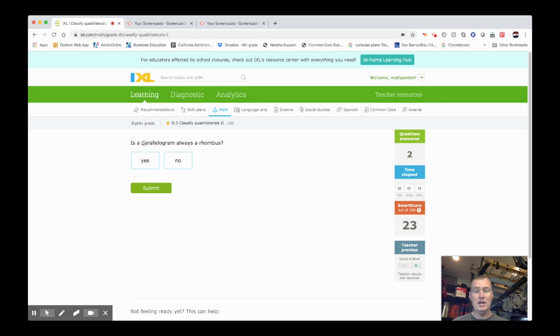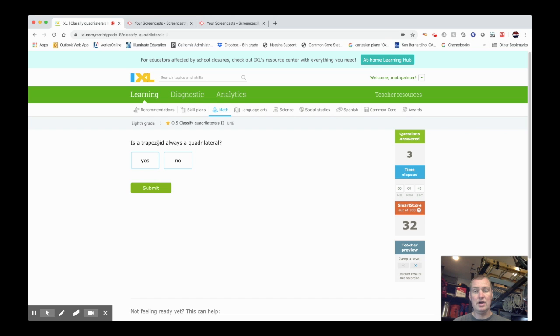Is a parallelogram always a rhombus? This one is a no, because parallelograms only have two sets of sides that are the same length. A rhombus has all four sides that are the same length, because only 2 out of 4 are the same, and a rhombus isn't, so this one's a no.